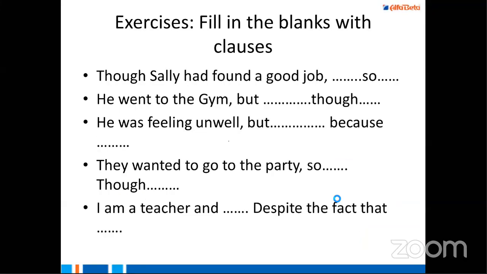Okay, now guys, let's do some exercise. Fill in the blank or blanks with SVOs, complete thoughts.